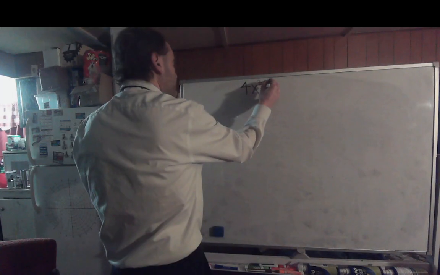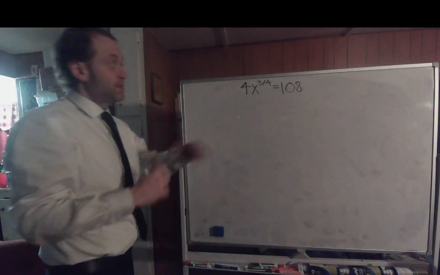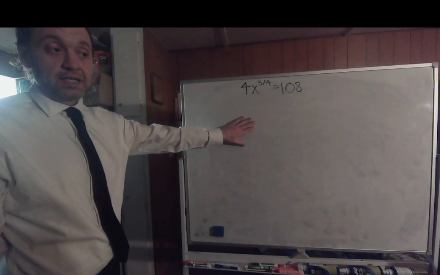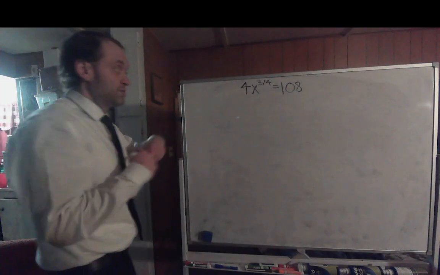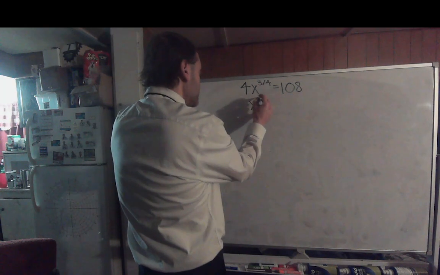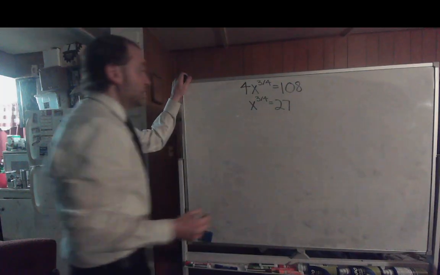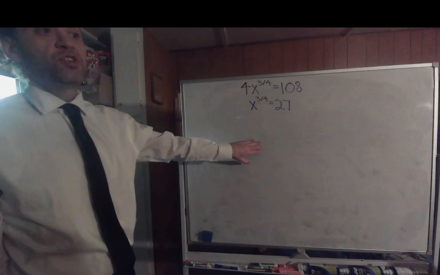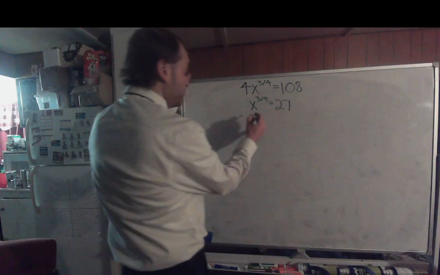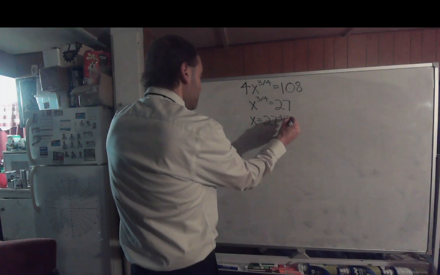4x to the 3/4 equals 108. So we have 4x to the 3/4 equals 108. Well, I'm going to suggest we get the x to the 3/4 by itself, so divide both sides by 4. You would get that x to the 3/4 would equal 27. Now, in order to get x by itself, we have to raise both sides to the 4/3 power. So if we do that, you'll get x equals 27 to the 4/3 power.